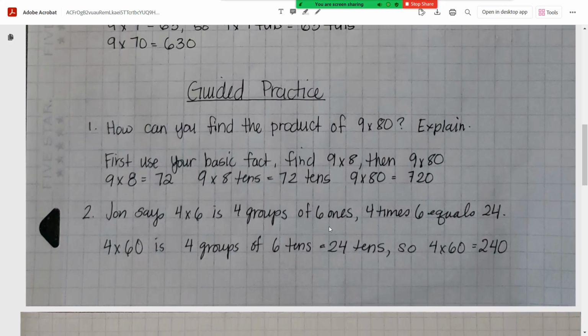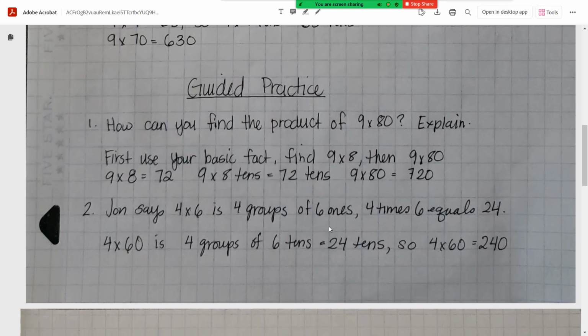For your guided practice for this lesson, question number 1 asks, how can you find the product of 9 times 80? Explain. So first, we're going to use our basic fact. We're going to find 9 times 8. Now, I know that 9 times 8 is equal to 72. So 9 times 8 tens, which is the 80, is going to give me 72 tens, which is equal to 720.